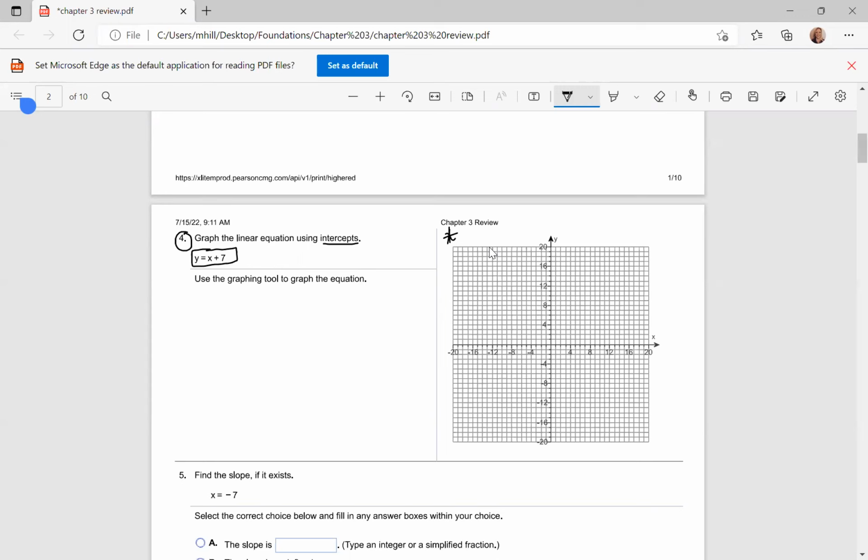Okay. So to find your x-intercept, you're going to let y equal 0. And to find your y-intercept, you're going to let x equal 0. So you already know that part of the point. So in our equation, y equals x plus 7, I'm going to just write this right underneath both of these.